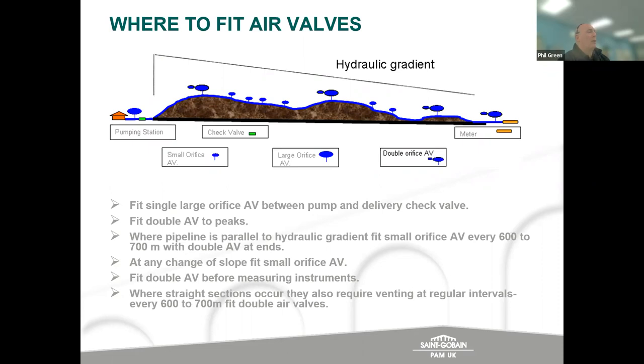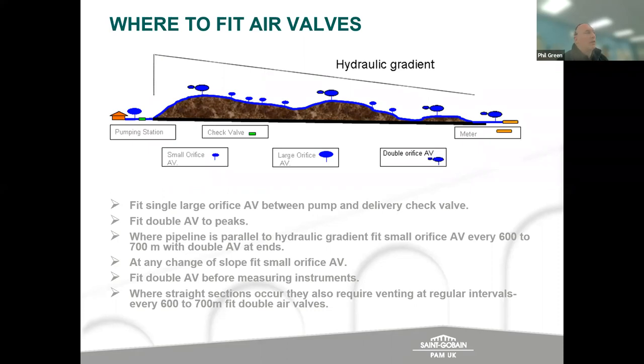As I mentioned earlier, where straight sections occur, these will also require venting at regular intervals, and we generally work on a 600 to 700 meter run before you put air valves in. Again, this isn't a hard and fast rule, but it is general good practice for venting a pipeline. I mean, there are some pipelines where air valves aren't used, and they can operate.